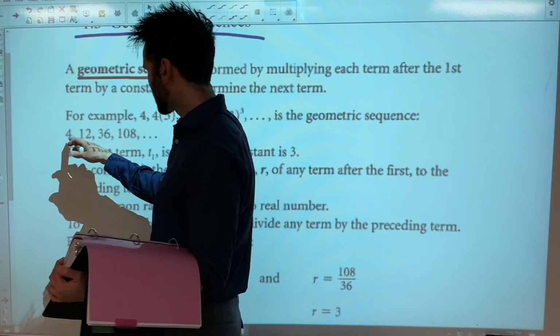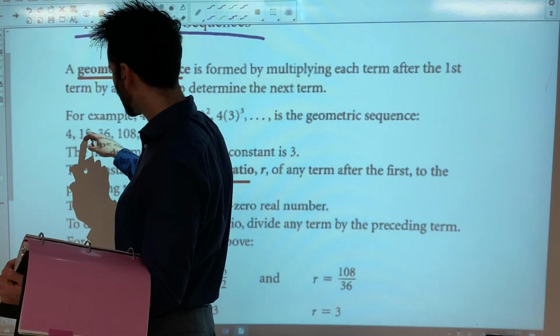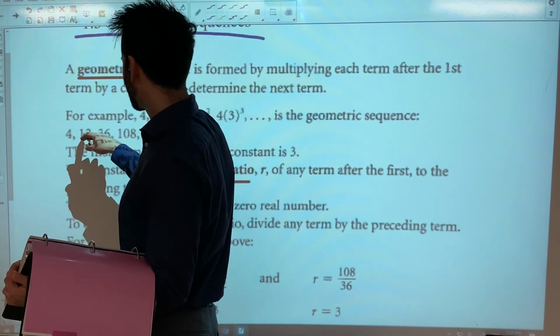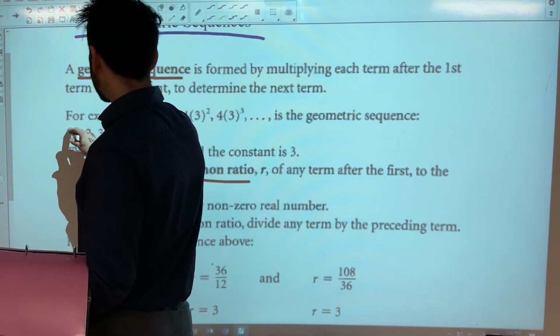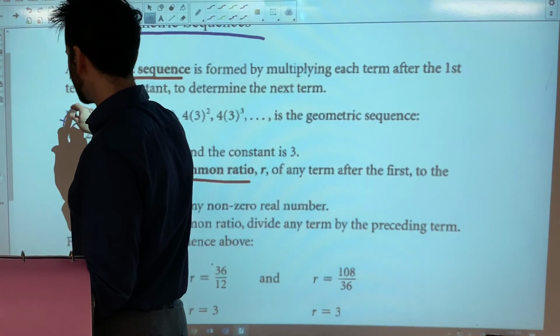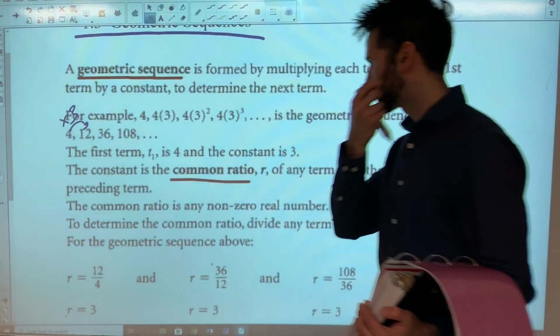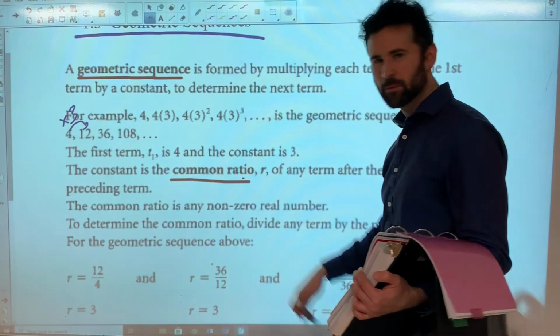And if you look, it looks like it's going up by 8. Right? And then if you try again, oh, it didn't go up by 8, so it's something different. Actually going up by a factor of 3, so you're multiplying by 3 every time. And that's what we call the common ratio.